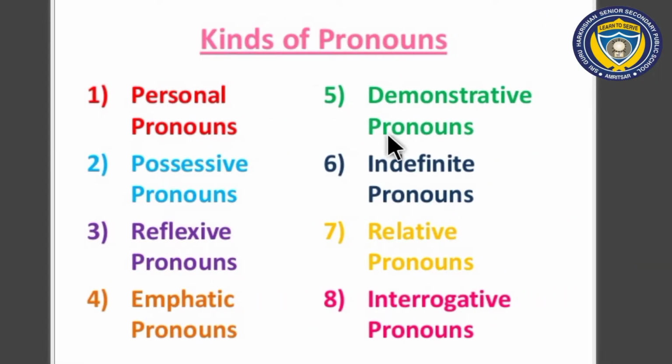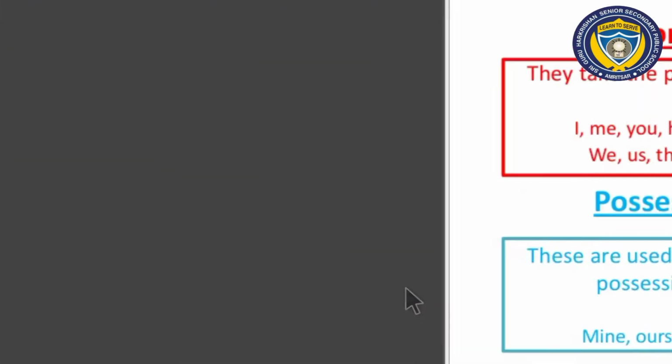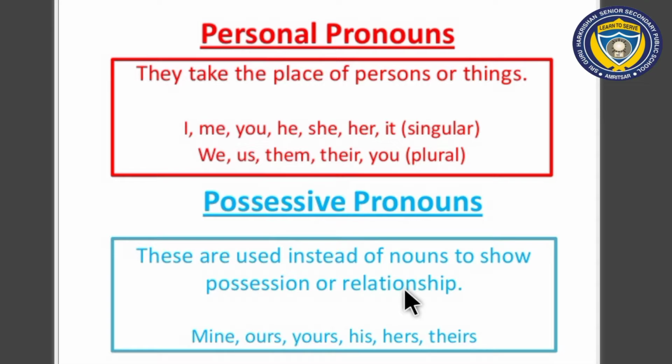Now, kinds of pronoun. What are the different kinds of pronoun? First one is personal pronouns, possessive pronouns, reflexive pronouns, emphatic pronouns, demonstrative pronouns, indefinite pronouns, relative pronouns, interrogative pronouns. Now let us discuss in detail these pronouns one by one. First one is personal pronoun. They take the place of a person or thing. I, me, you, he, she, her, it with singular. We, us, them, their, you with plural.